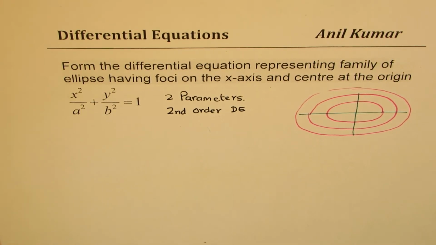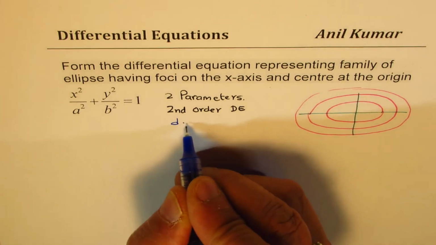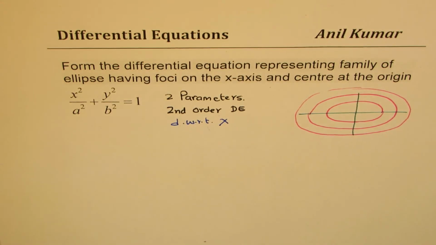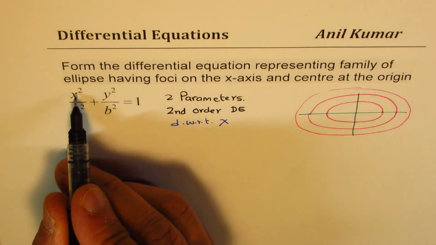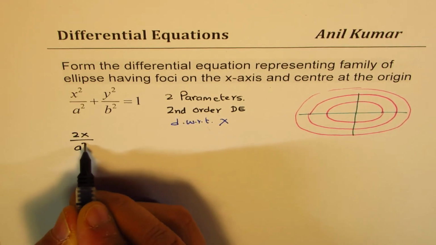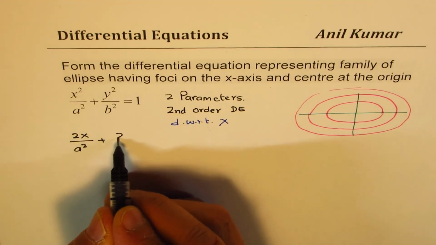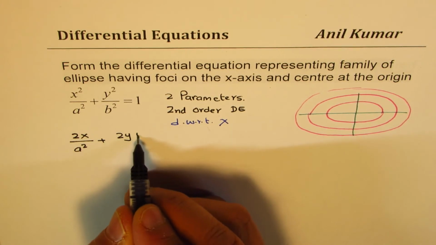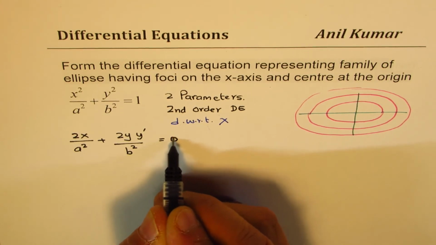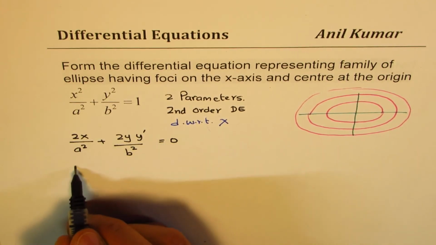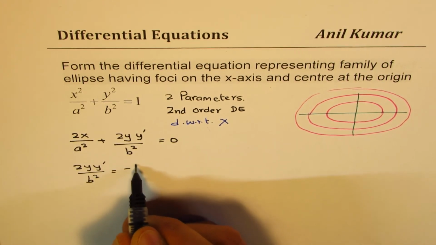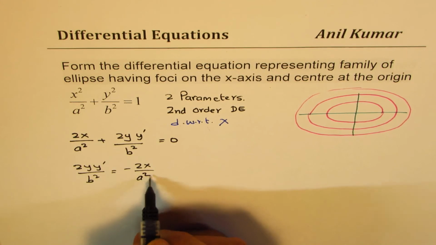So the first step is to differentiate with respect to the independent variable x. What do you get? So here we get 2x over a square plus 2y dy dx, let me write it as y prime, over b square equals 0. Now we can rearrange. We can write 2y y prime over b square equals minus 2x over a square.